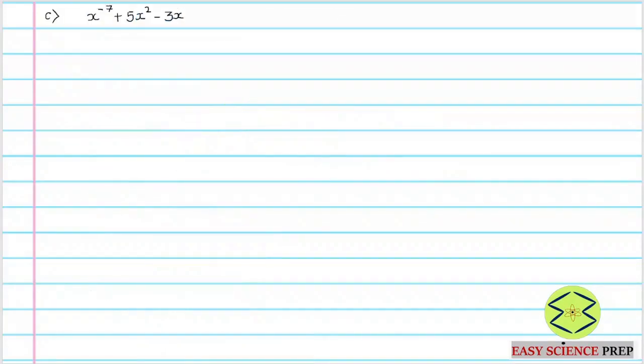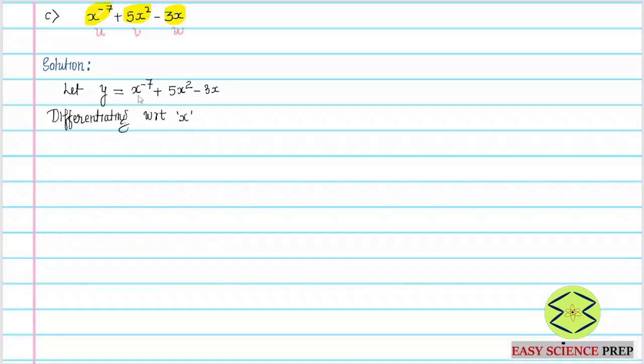Here we have three different functions, which you can call u, v, and w, with plus and minus between them. If you want to find the differentiation of them individually, you differentiate each one. Kindly remember this. I'm going to solve it. The procedure is again the same. Let y equal x raised to minus 7 plus 5 x square minus 3x, and then we differentiate with respect to x. As usual, d by dx is introduced because we are differentiating each and every term with respect to x.